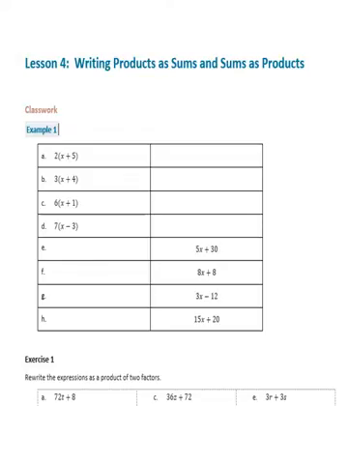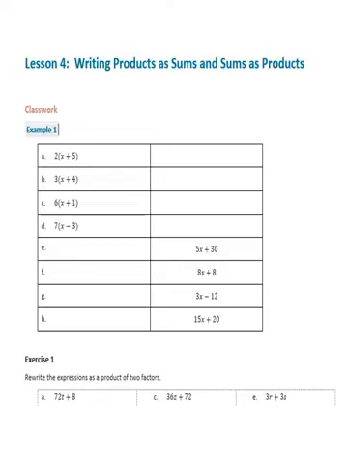Hey guys, we are going to go ahead and move forward into lesson 4. In our title, writing products as sums and sums as products almost sounds like a riddle, but it's very simple. And we know that a product is when you're multiplying two objects or two numbers or even two letters. And in this case, in example 1, we have 2 times the quantity of x plus 5. So when we multiply that through, we actually get a product.